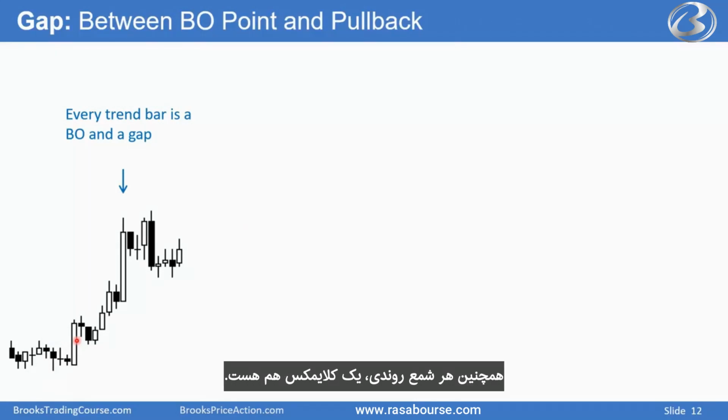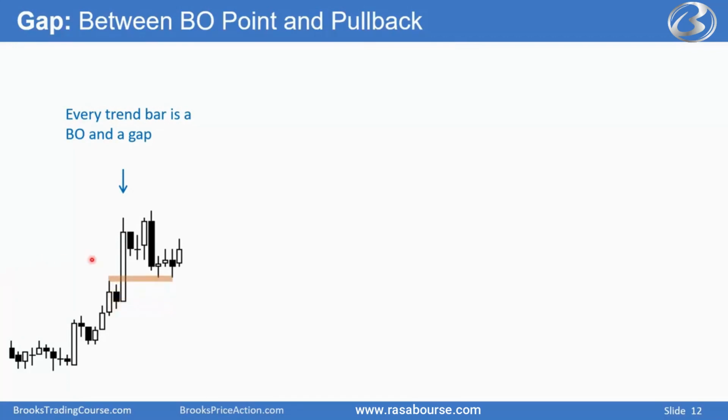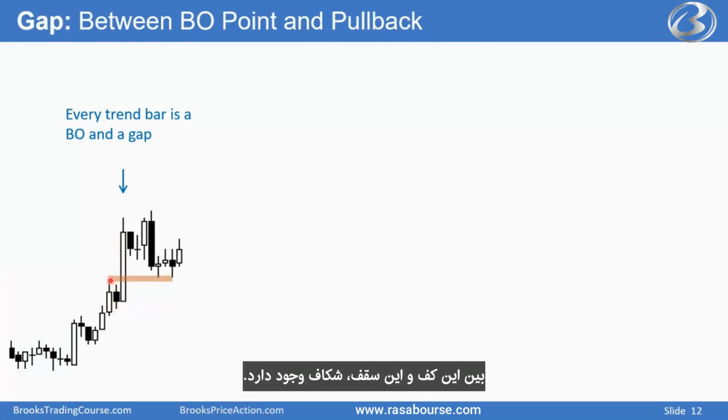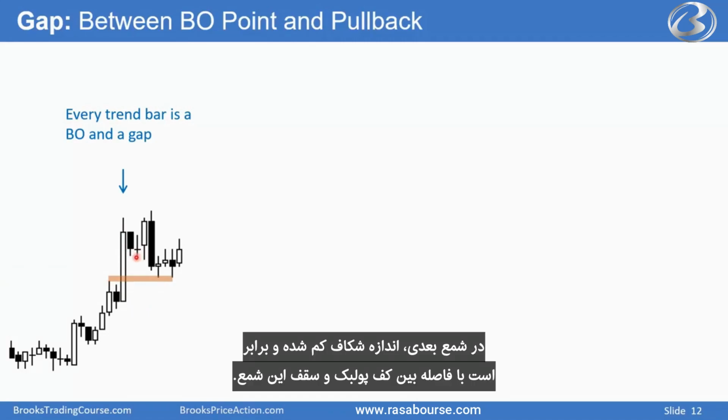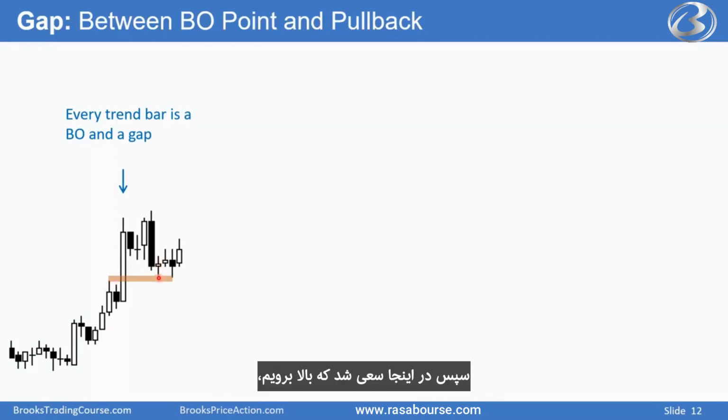Every trend bar is a breakout. Every trend bar is a buy climax. Every trend bar is a gap. There's a gap between this close and that low. And then once we start to go sideways, there's a gap between the low of the pullback at this point and here. And here we're starting to bounce up. We still have an open gap from this low to that high. And again, an open gap.